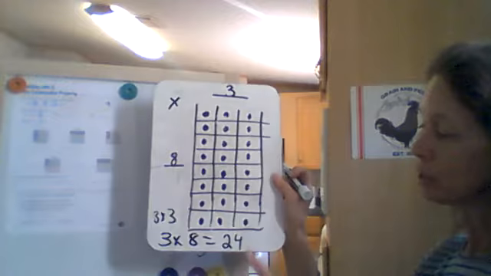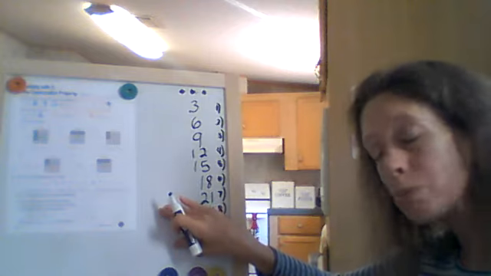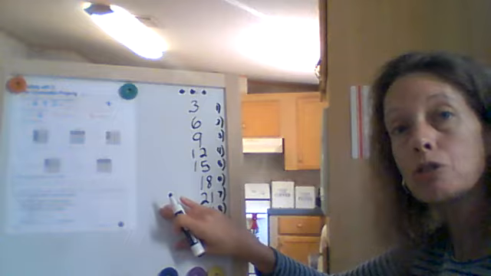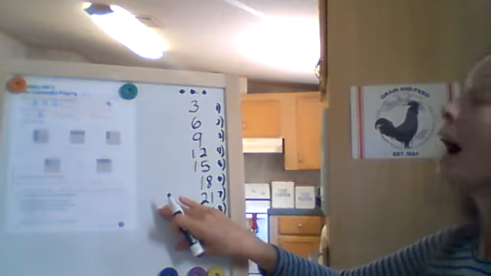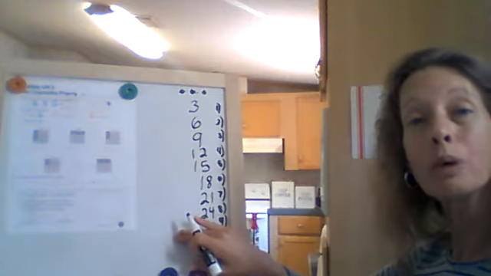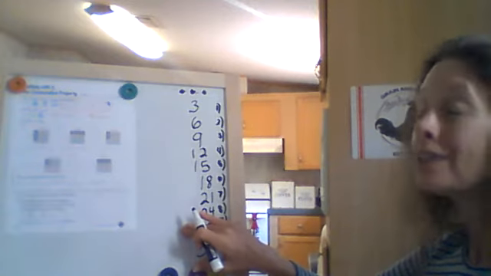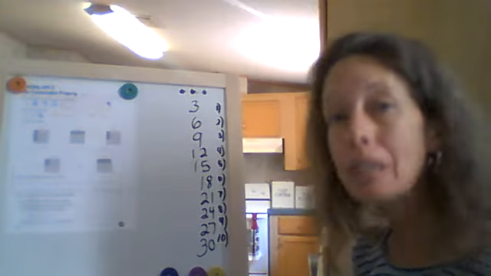3 times 8, 24. Any way I do it. If I make cookies, 3 cookies with 8 chocolate chips, 24. Or I can make 8 cookies with 3 chocolate chips. Again, 24. I can skip count by 3s. What do I get? 24. I can skip count by 8 3 times. What do I get? 24. If I add 8 3 times, 8 plus 8 plus 8, what do I get?